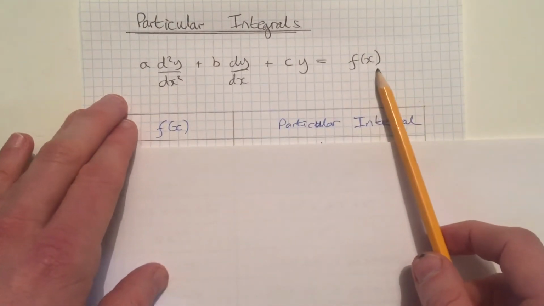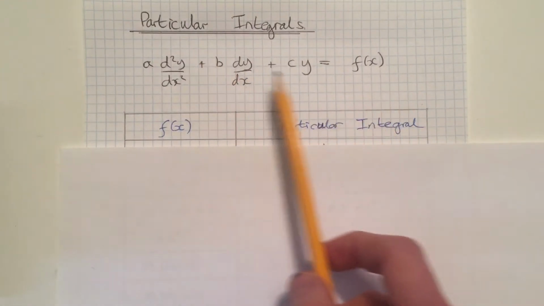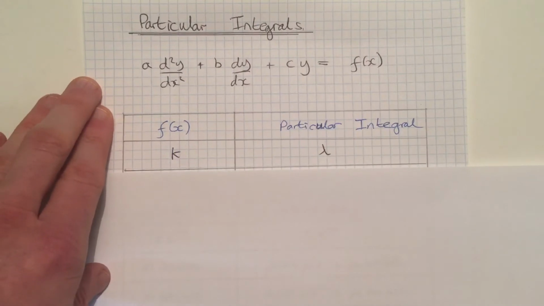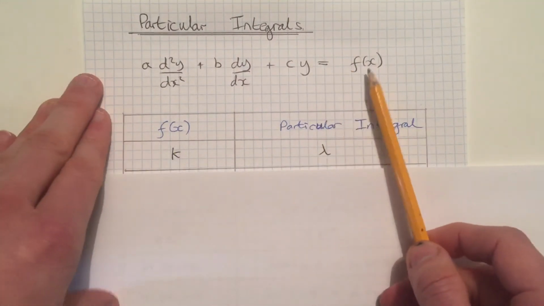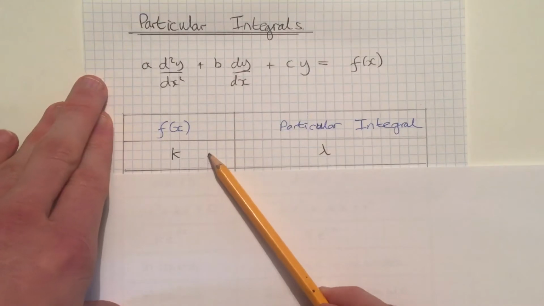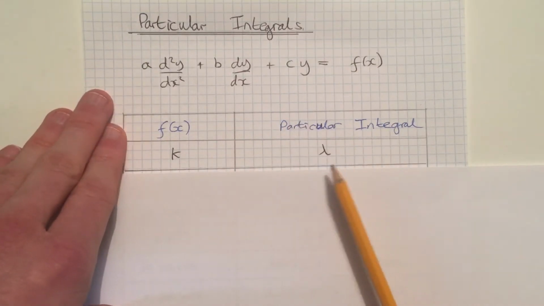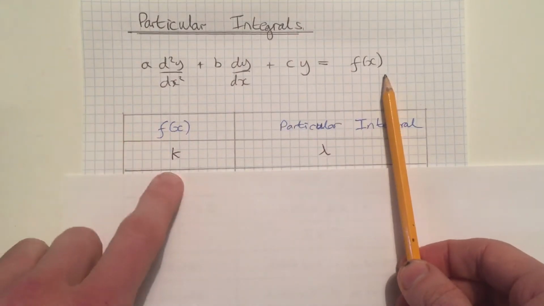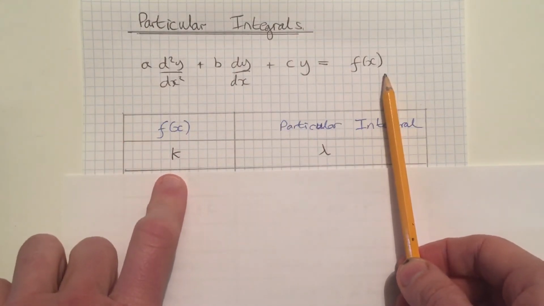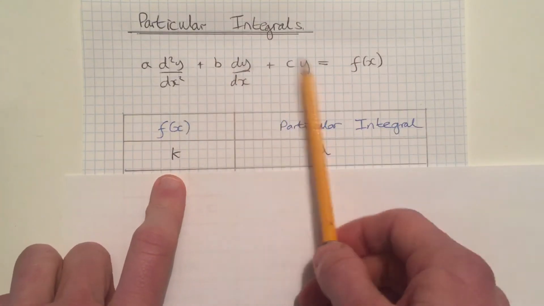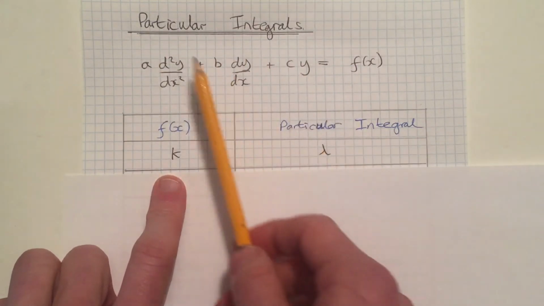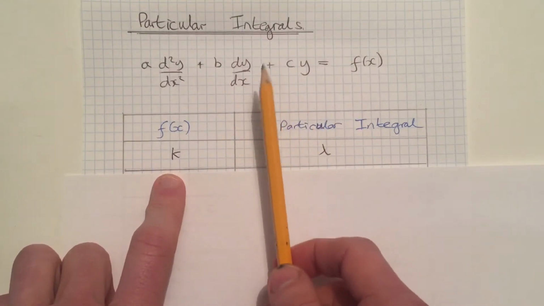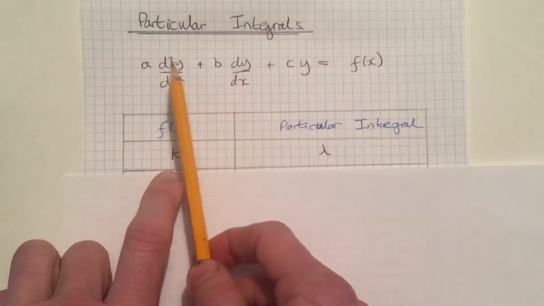Depending on that function, that tells me what to guess as my particular integral to substitute in on the left-hand side. So, if on the right-hand side here that was just a constant number, then I would guess my particular integral to just be a constant number. So if this was a constant number, whatever it might be, k, I would guess lambda as being a particular integral on the left-hand side and substitute that in to each of these, and that would tell me what lambda would have to be so that all of this would equal k.